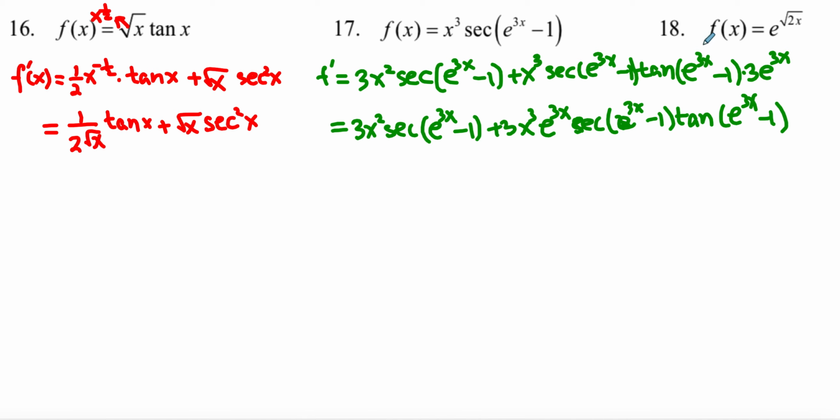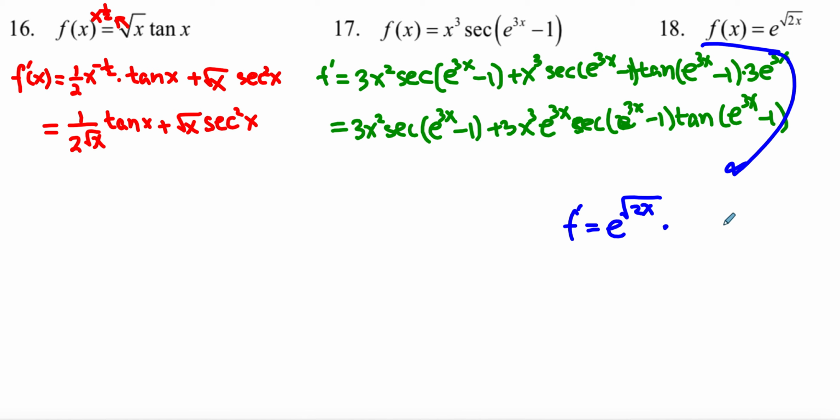Now let's look at number 18. I'm going to do it on the bottom. This one we have to use the chain rule. E to the something becomes e to the same thing, except that we have to take the derivative of the inside. So f prime is e to the square root of 2x. That's how we're going to begin.